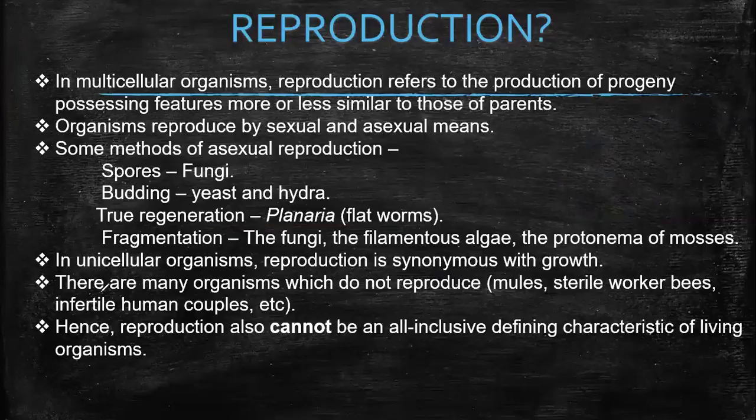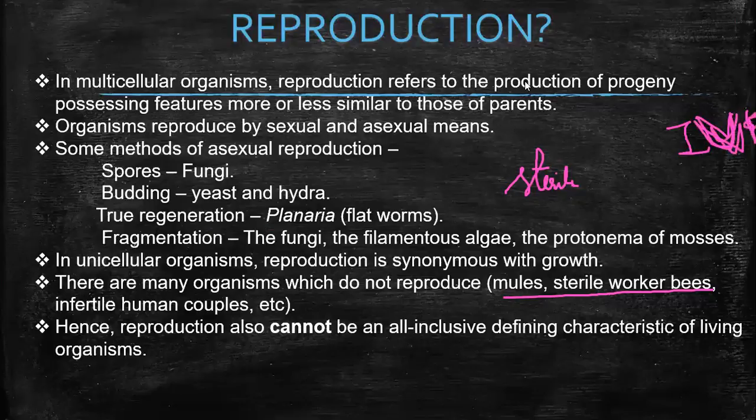There are many organisms which do not reproduce, such as mules and sterile worker bees. All these organisms are sterile, that means they do not reproduce, though through other treatments we can obtain the next generation as well. IVF.